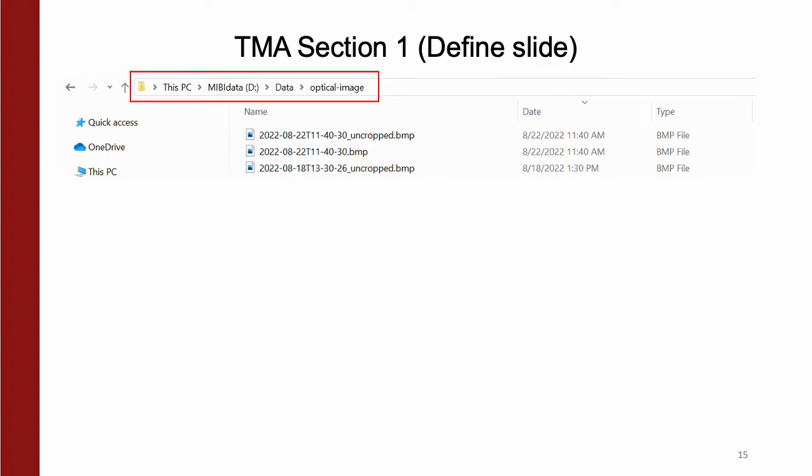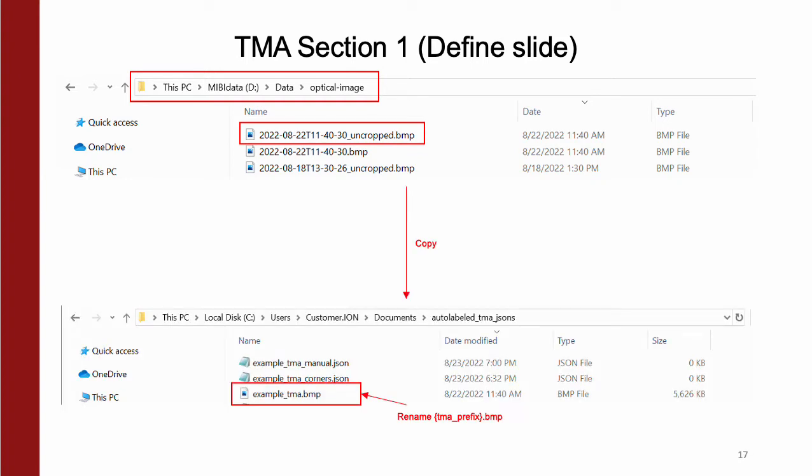Finally, you'll need to find your slide image in the optical image folder of the data directory in the D drive. Let's say this is the one that I need. I'll copy it over to auto-labeled TMA JSONs, and I'll rename it using the previously set TMA prefix.